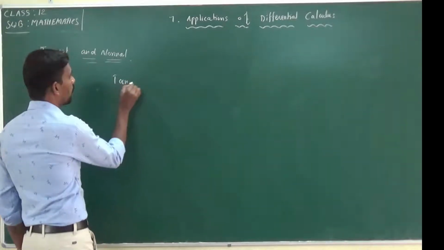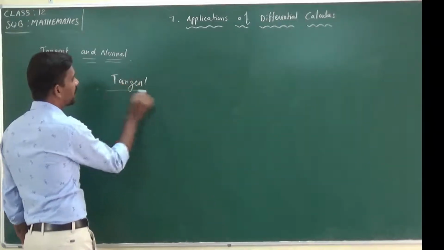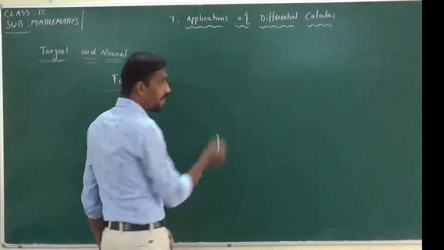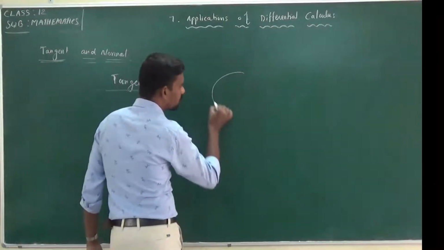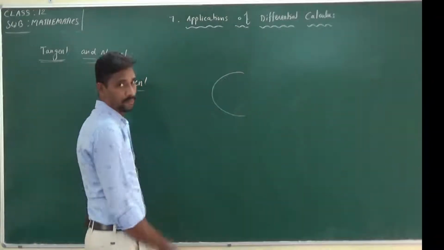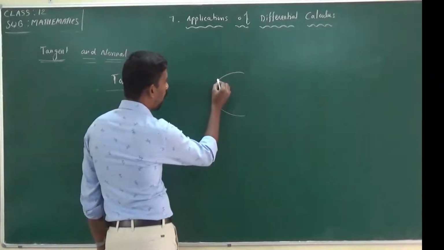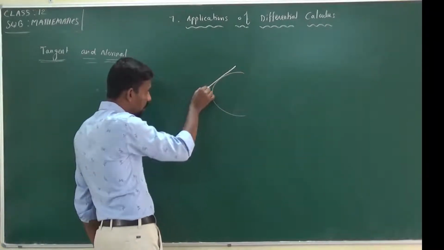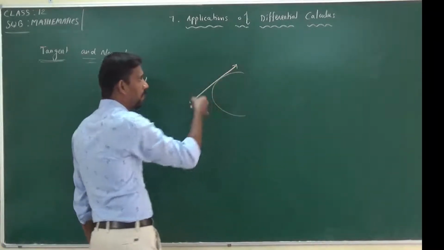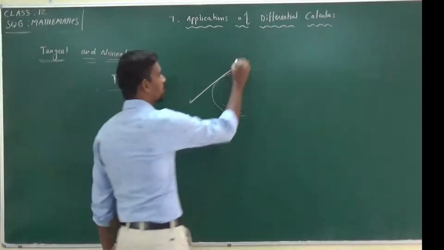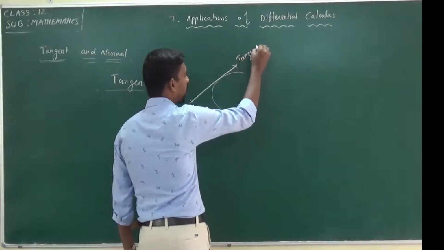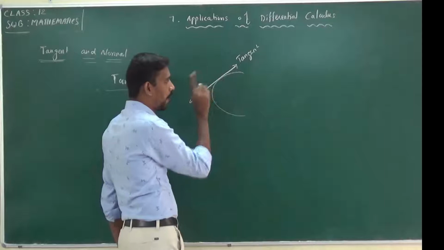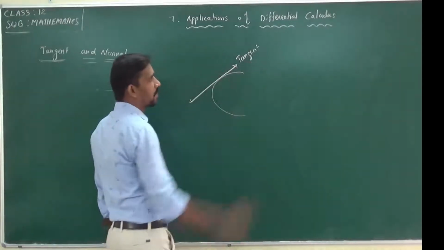Tangent is nothing but a straight line. It touches any curve at one point. So imagine that this is a curve, say a parabola, and this is a point. A line touches the point, then this particular line is nothing but the tangent. So a tangent is a straight line that touches at only one point of the curve, right?